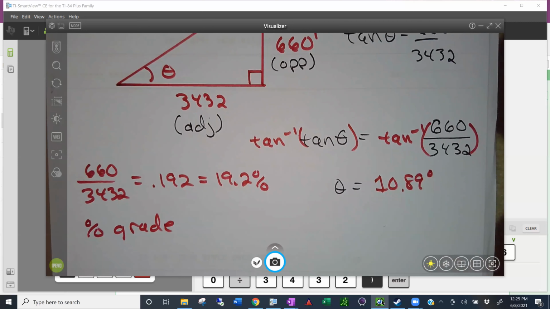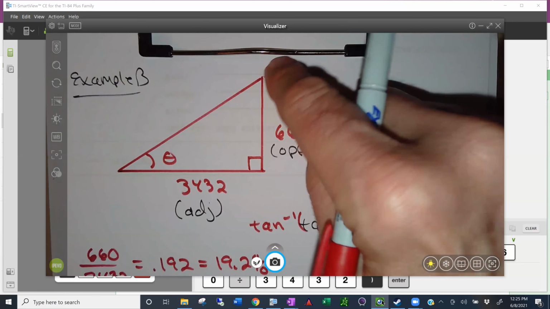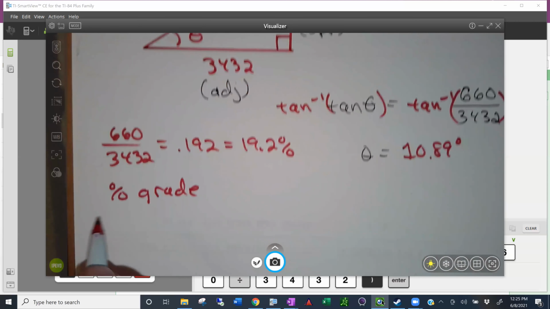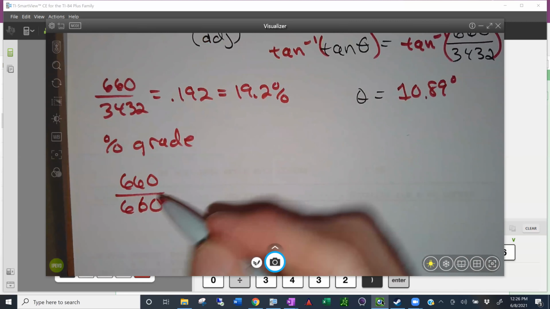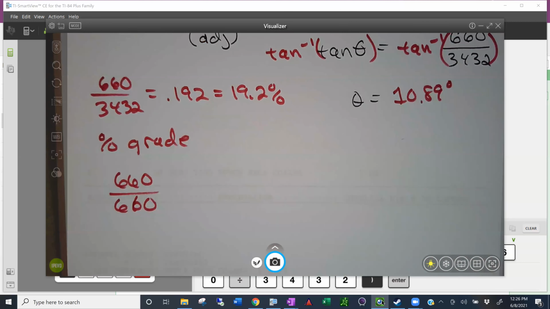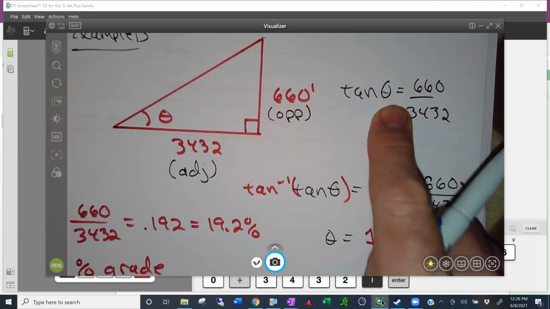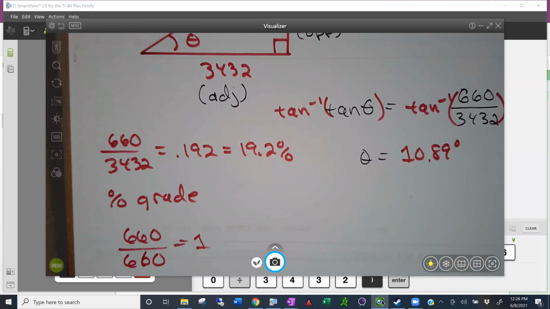In fact, when you're skiing down that slope, you can actually ski down something which is 100% grade. So 100% grade means if you ski, say, 660 feet horizontally, you get 660 feet of vertical as well. So that ratio would be 1. If you're trying to find the angle, it'd be the inverse tangent of 1. That's a 45-degree angle. Okay, enough of that.